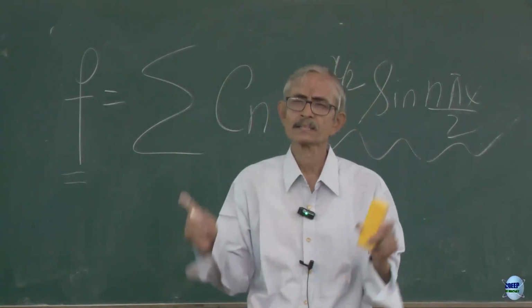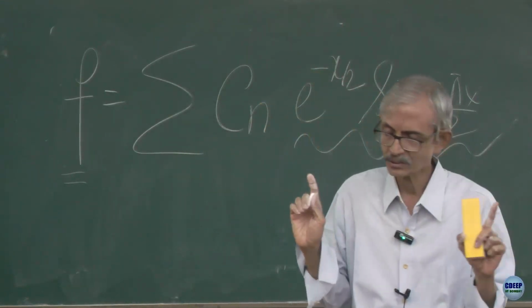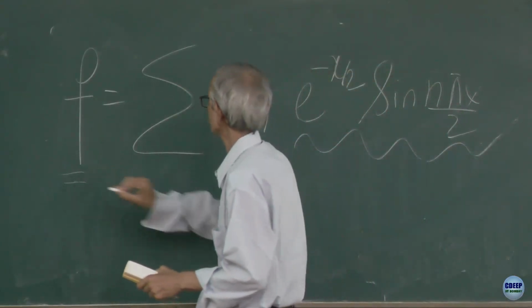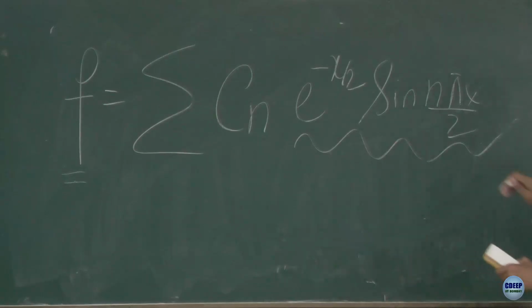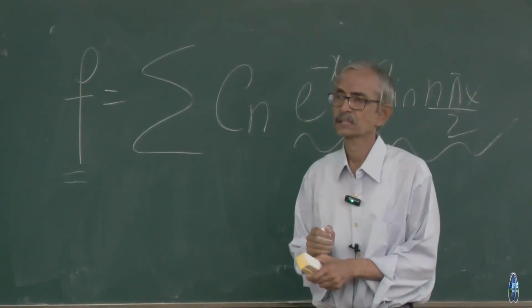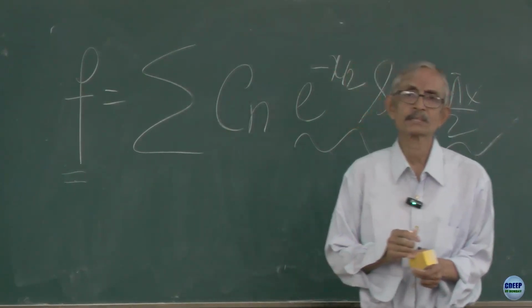Except at the ends there is going to be trouble that we will see in 1 minute, but otherwise you have got any function f, I can express it in this particular fashion. Okay. What is Cn? How do I get Cn? Who will give me Cn?